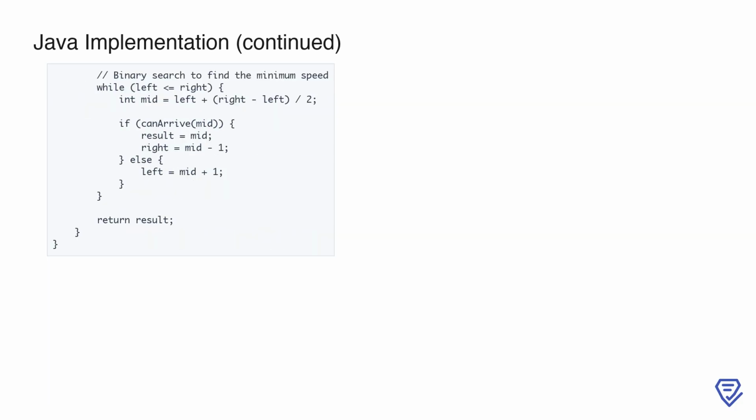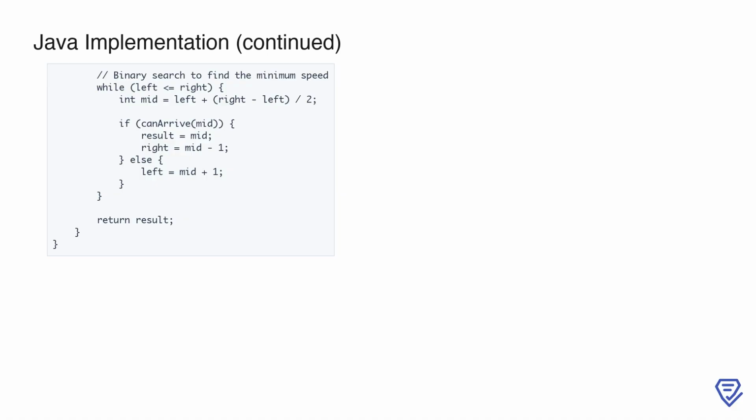Now, we use binary search to efficiently find the minimum speed required to complete the journey on time. The loop continues as long as left is less than or equal to right. Inside the loop, we calculate the midpoint mid between left and right. If the canArrive function confirms that the current speed mid allows us to reach on time, we update the result to mid and narrow the search space by reducing right to mid - 1. If the current speed is not sufficient, we increase left to mid + 1 to explore higher speeds.